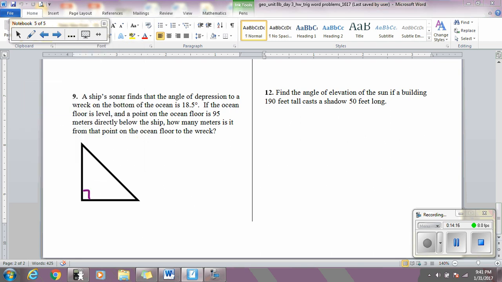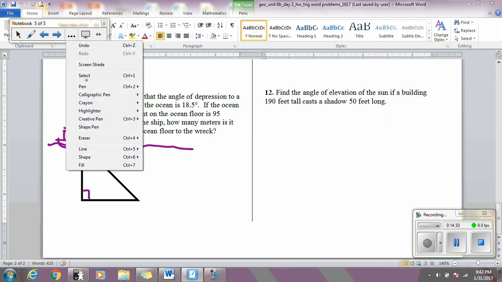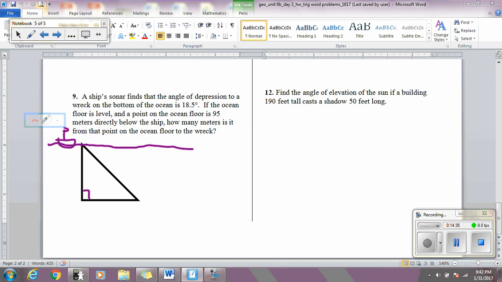So we have a ship on top of the water. There's my water. The angle of depression: my water line is serving as my horizon, so the angle of depression will be right here. That's 18.5. And we just got done talking about it in the previous problem that this is also 18.5.